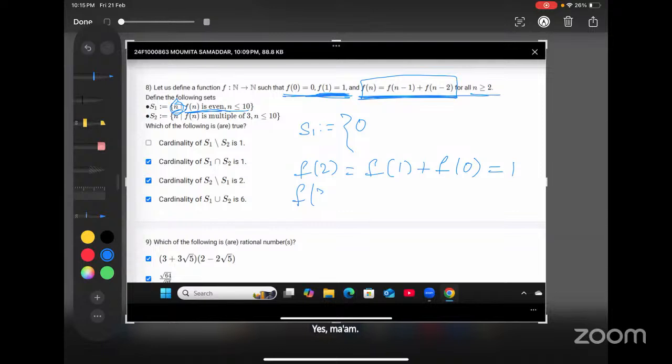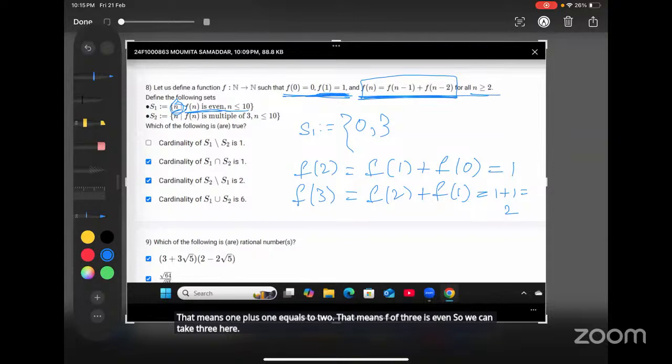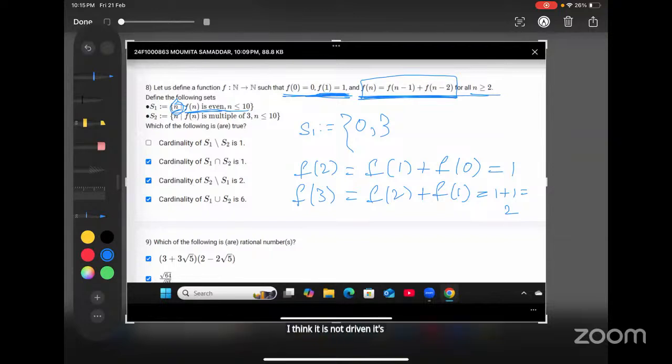F of 3 is f of 2 plus f of 1, that means 1 plus 1 equals 2. That means f of 3 is even, so we can take 3 here, right? No, I think it is not driven by the end result of the function, it's only driven by n.